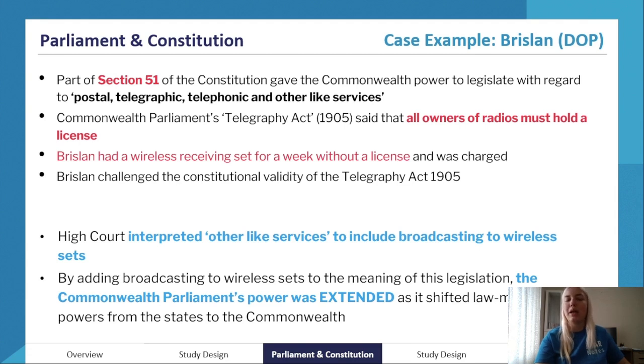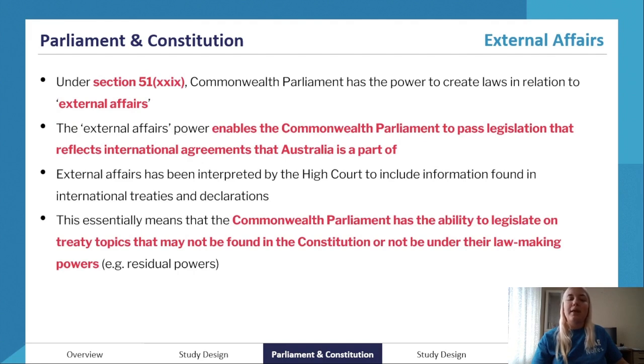So, by adding broadcasting to wireless sets to the meaning of the legislation, the Commonwealth Parliament's powers were extended, and it shifted lawmaking powers away from the states to the Commonwealth, suggesting that legislating with regards to radios and broadcasting sets is not a residual power, but is an exclusive power held by the Commonwealth Parliament. So this might be the case example that you use to discuss, as it clearly indicates an extension of Commonwealth Parliament powers and reduction in state residual powers. And remember, the study design requires you to give an example referring to both state and Commonwealth level powers.